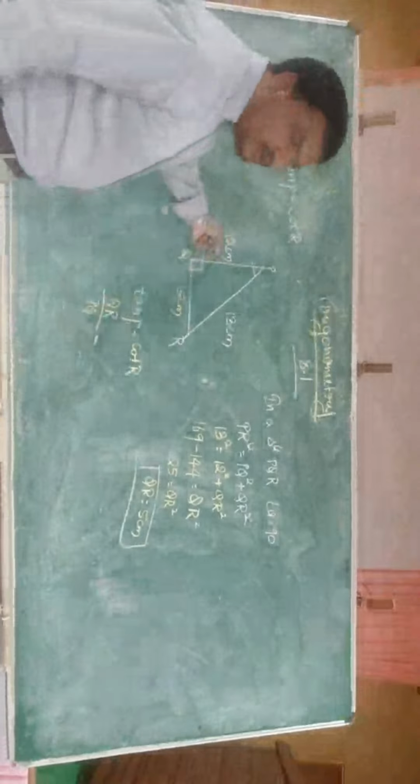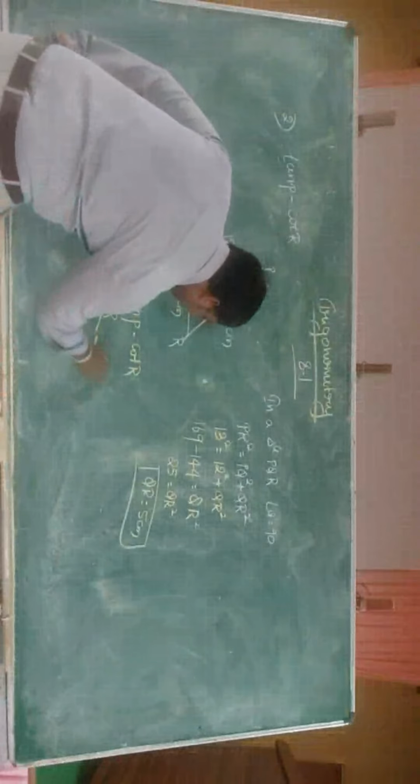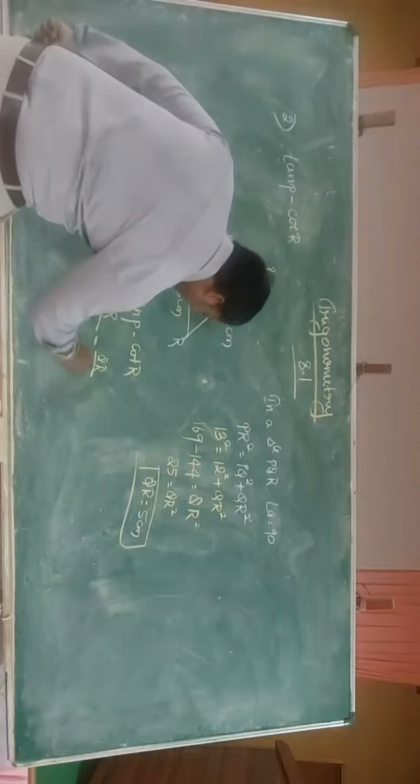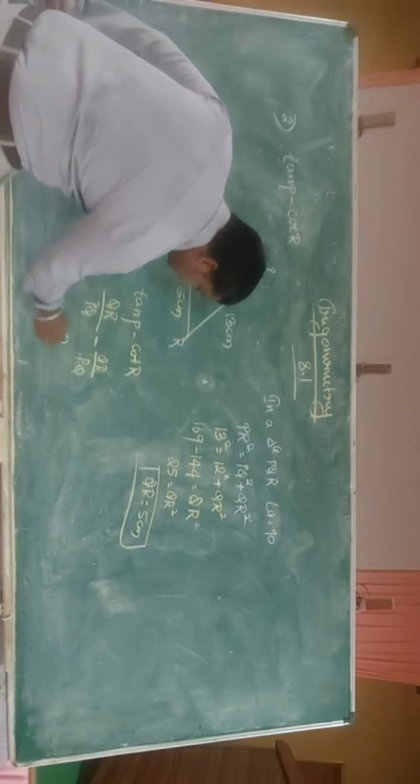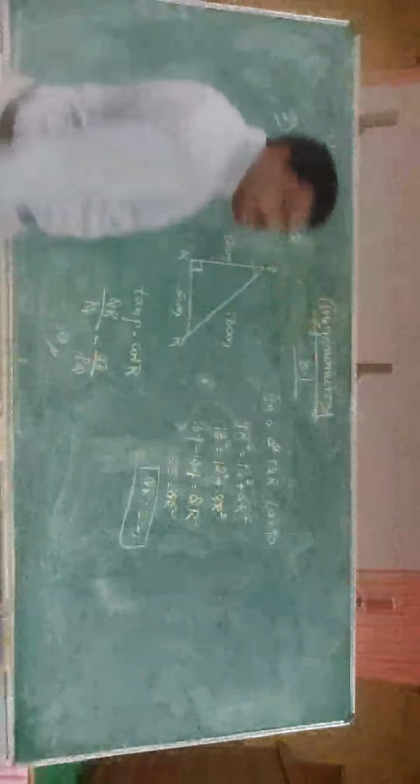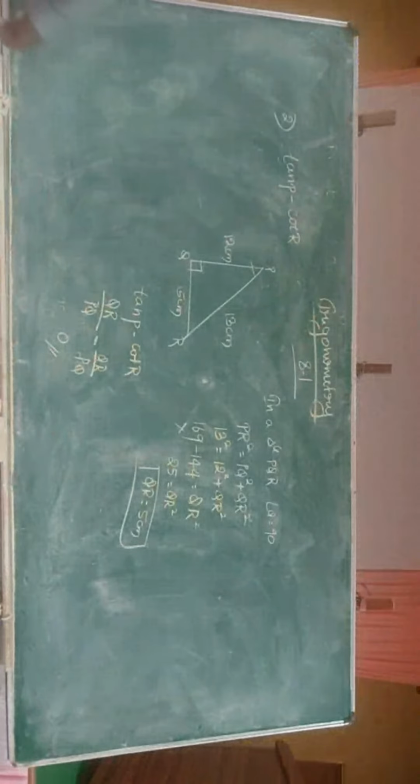Adjacent upon opposite, same QR upon PQ. See, QR minus PQ, QR minus PQ cancel. 0. No need to calculate this one. Understand?